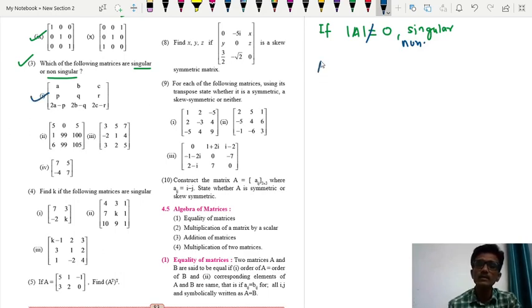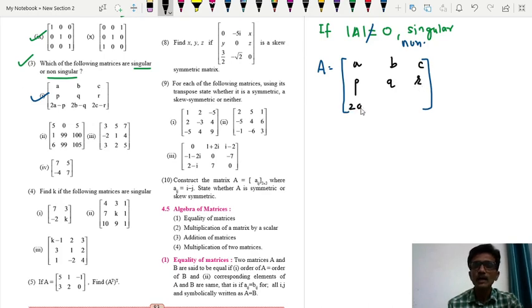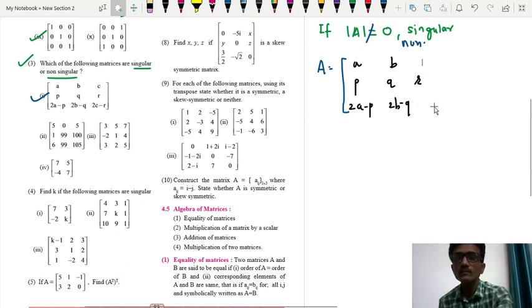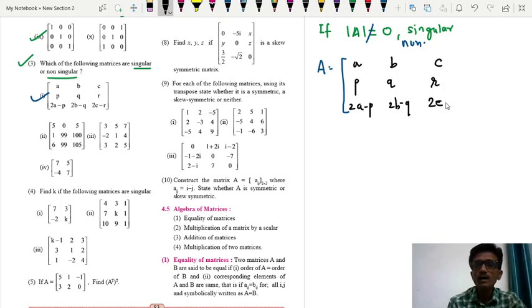Here we will write the matrix A is equal to A, B, C; P, Q, R; and 2A minus P, 2B minus Q, and 2C minus R. So let's write this column separately: C, R, and 2C minus R. Now we find the determinant of this matrix.